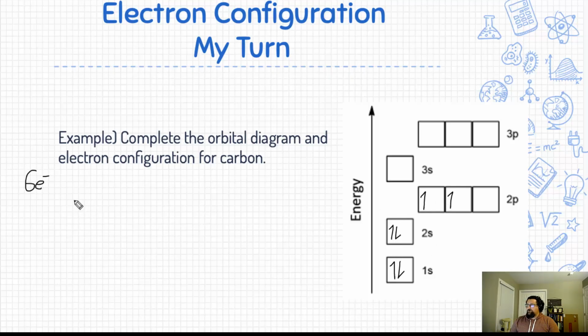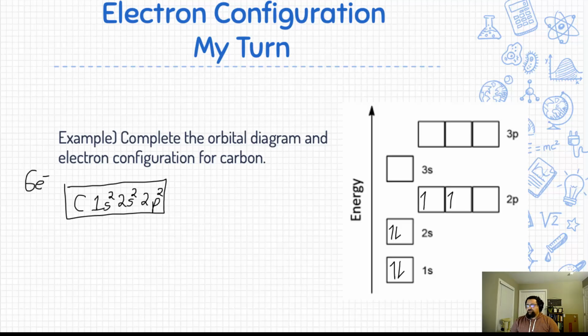So when we go to do our electron configuration, carbon is C. In the 1s, we have 2 electrons. In the 2s, we have 2 electrons. In the 2p, we have 2 electrons. And that is our electron configuration.